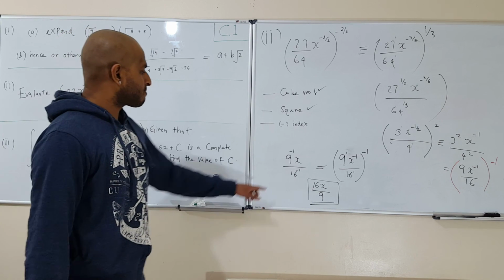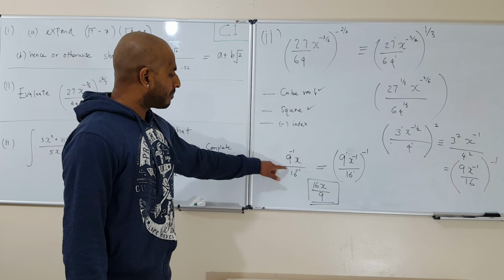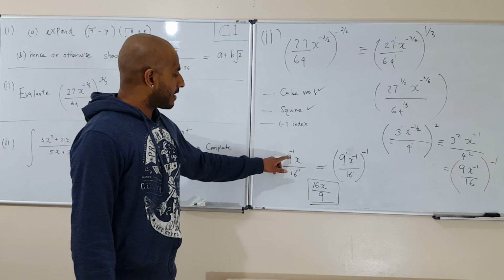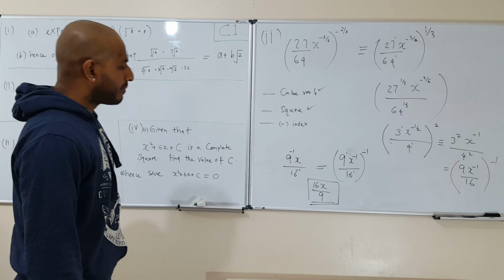Okay, bring this guy to the top. So it becomes positive then. Positive power, which is 16. That bring it not to the down. It becomes again positive.